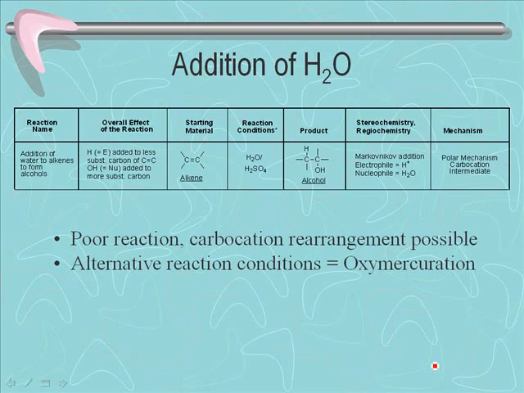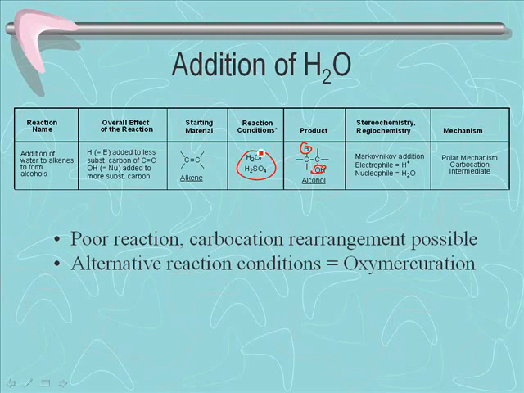In this mini lecture, we'll learn how the elements of water, H and OH, can also add across a carbon-carbon double bond to yield a mixture of syn and anti-alcohols. The reaction conditions are quite simple for this reaction. They involve water in acid. In other words, dilute acid.